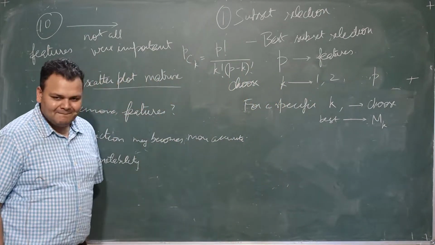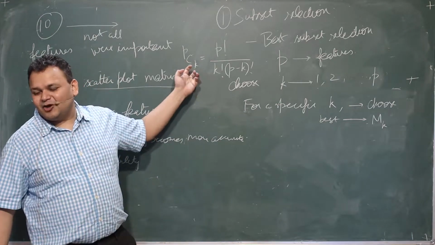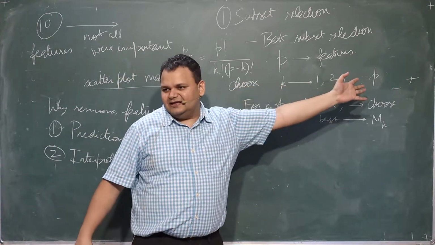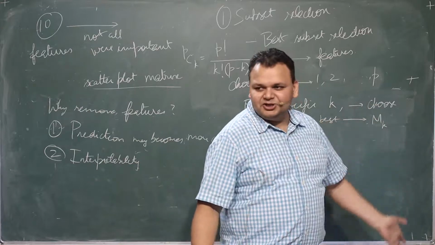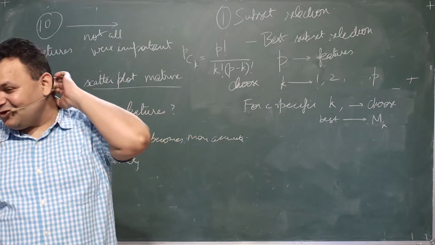ठीक है? How will you choose the best one? You will have pCk different models, if we are choosing any specific k. How will you choose the best one out of those pCk models? Using what?